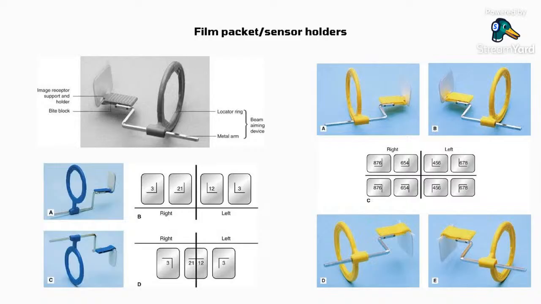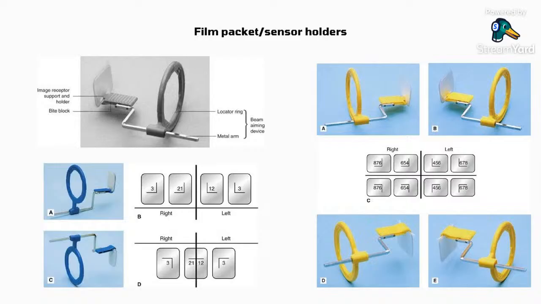Then with it is the bite block. We'll discuss how that helps and what the significance of it is. Then you have a ring locator, where you place the collimator, and then you have a metal arm on which you can change the distance of the ring locator. Together, the ring locator and the metal arm are known as the beam aiming device.